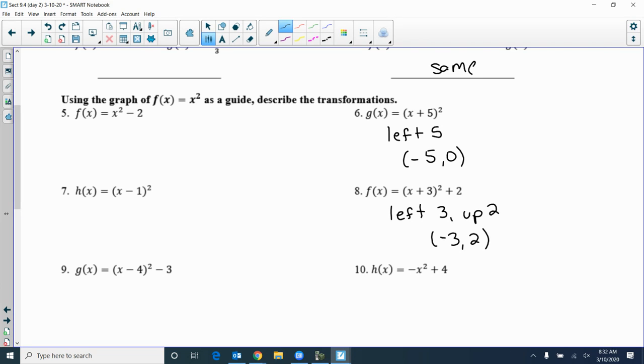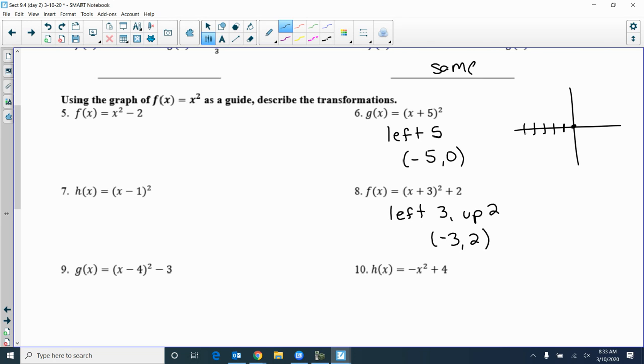For number 6, why is it negative 5? Because remember, we are going opposite. For this one, x plus 5, you're going to move it left 5. So if you're going left 5, starting at 0, 0, that's where you're heading. It's always opposite. So right here, since it's x plus 3, you're going to go left 3 for that one.